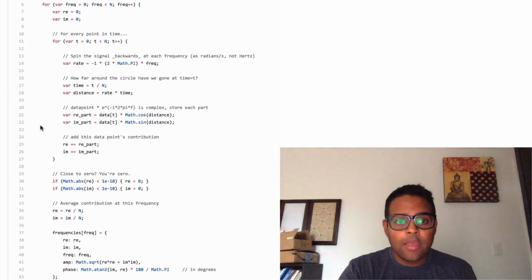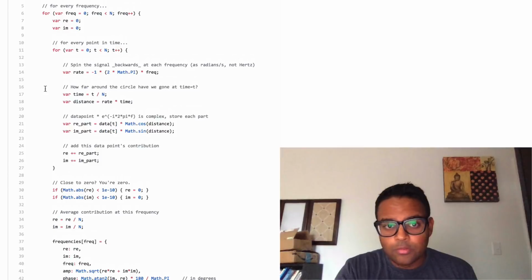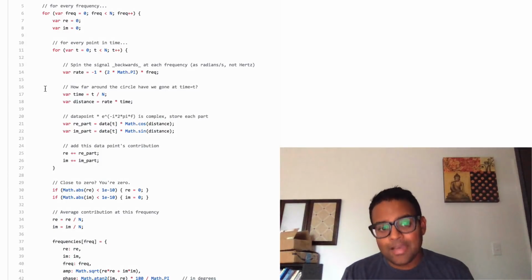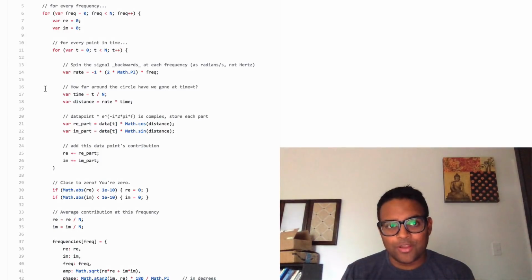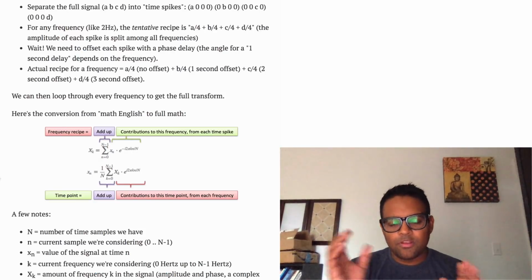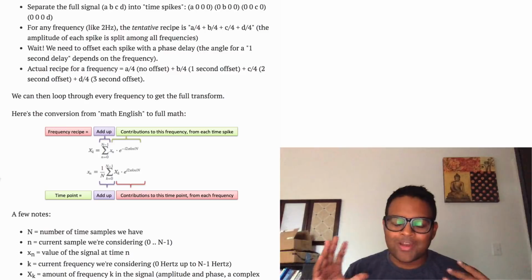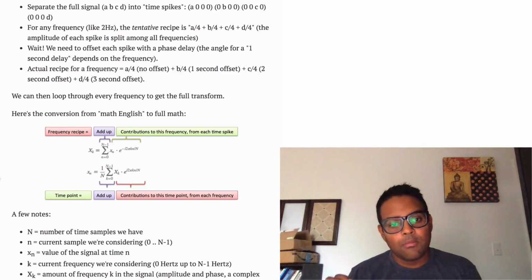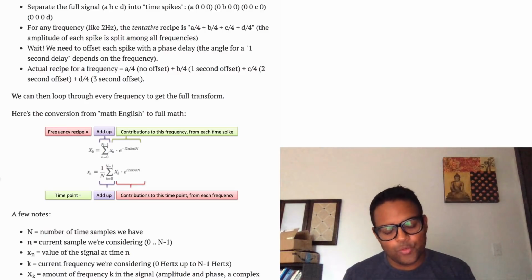You're having this double loop where you're looping through every frequency and every time point, and then you get the full transform. So again, this equation here looks pretty complicated, but basically you're doing that same thing where you're just trying to delay your signal by an amount that depends on where the signal is.